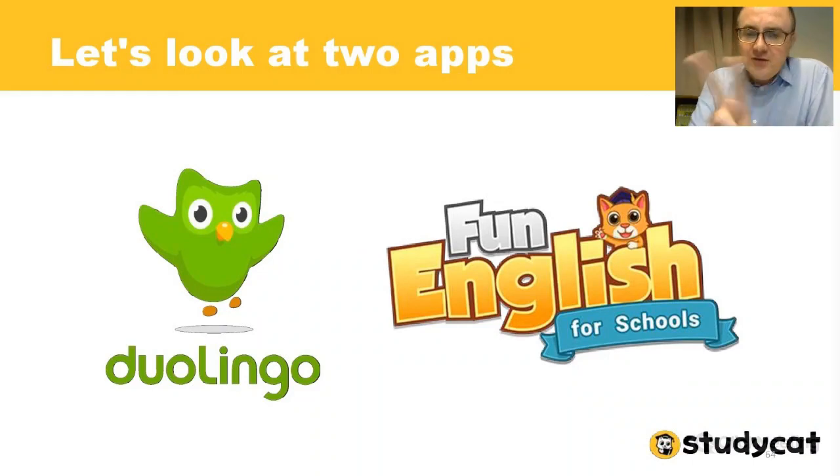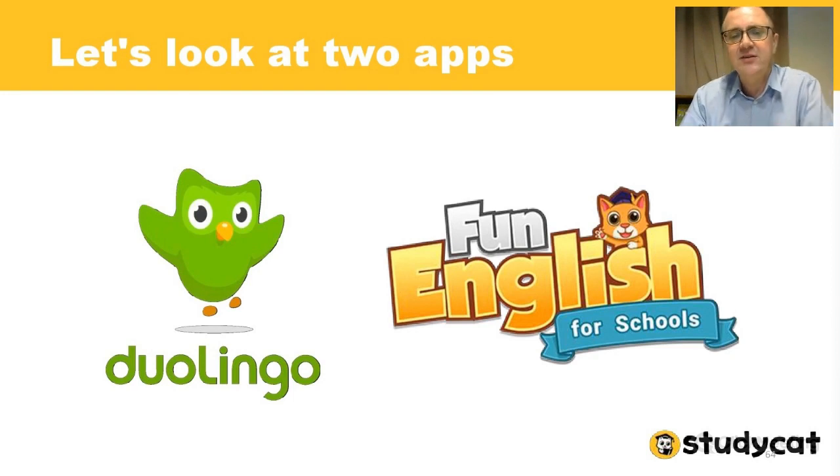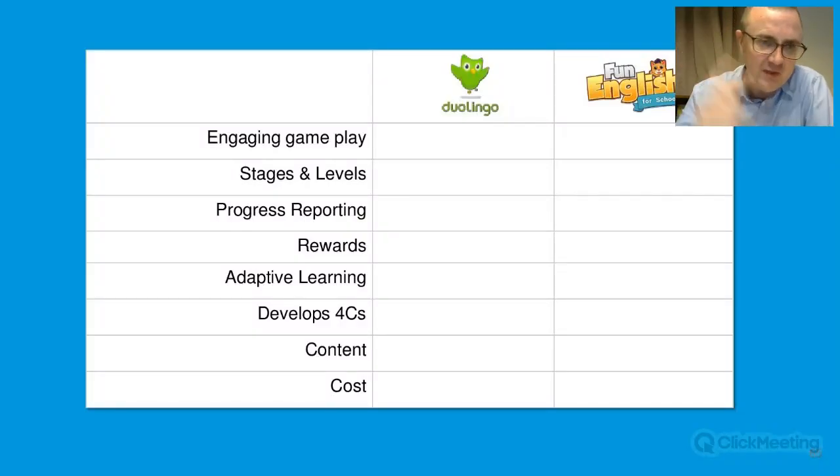So I made this, I'm going to look at 2 apps. Duolingo and Fun English. Now, I work for Studycat and we make Fun English, but I'm not saying it's the best, and I'm actually going to be quite honest about it, okay? But I want to show it to you because I think it's a really cool bit of tech you can use in your classrooms. So this is my rubric.